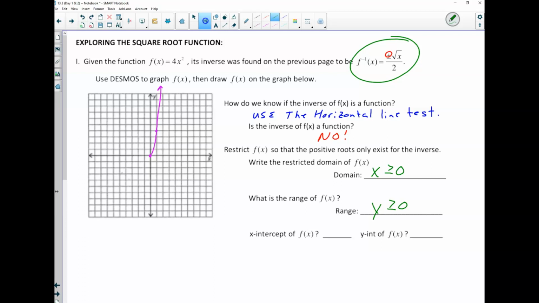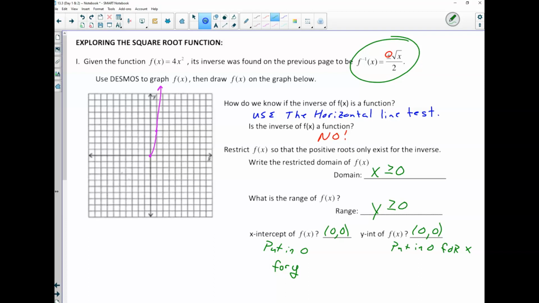And what's my x-intercept for f of x? Well, I can see that's 0, 0. And I can see my y-intercept for f of x, that's 0, 0. Remember, to find the y-intercept, you put in 0 for x. And to find your x-intercepts, you put in 0 for y, and then solve. That's how you find those. Well, if we graph it, we can look right at our graph for it.